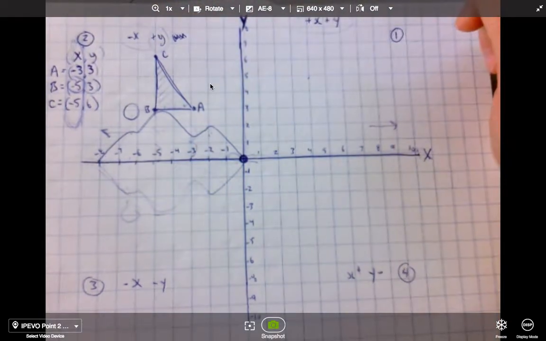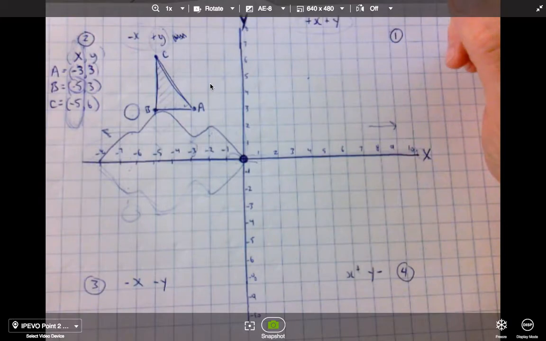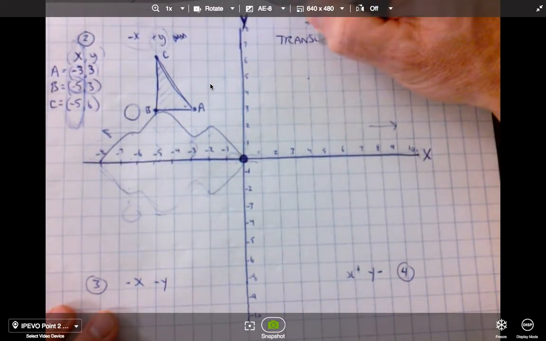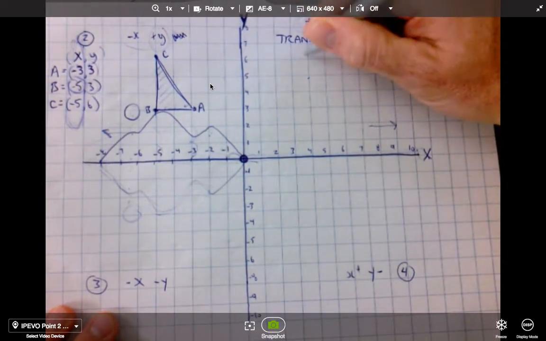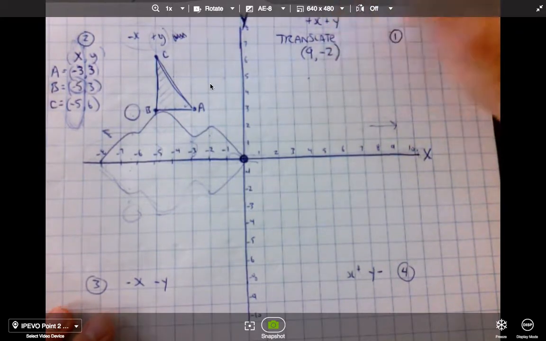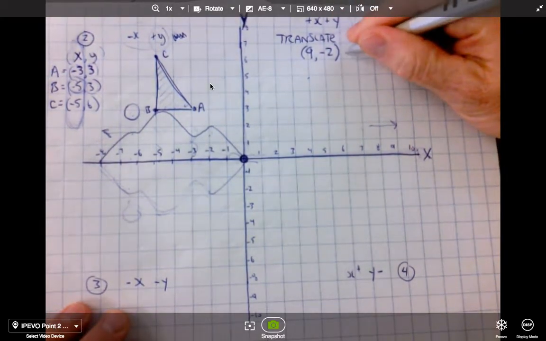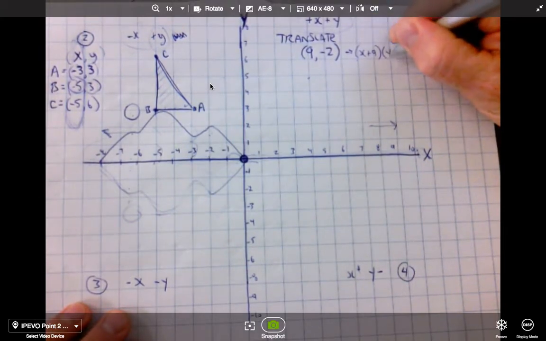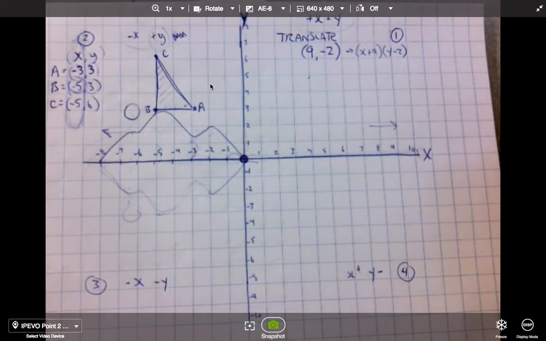Here we go. Okay. So let's translate this. We're going to do a translation. I want you to translate this shape 9, -2. So try that one out. Another way of writing that would be x plus 9, y minus 2. So translate that. I want you to try that out right now and give me your new coordinates. So imagine this was your check-in. So pretend this is your check-in. What would be your new coordinates afterwards?